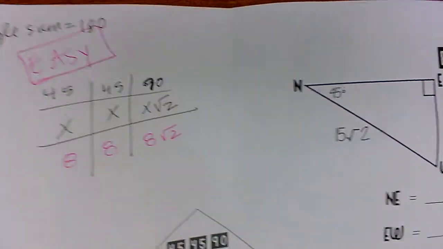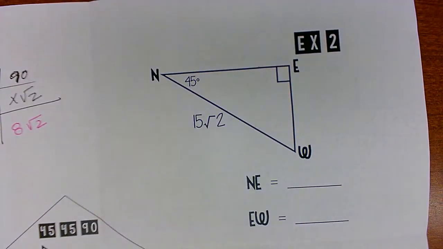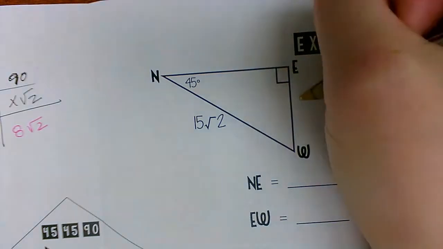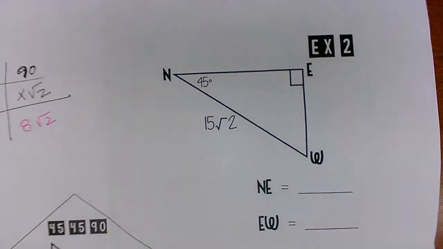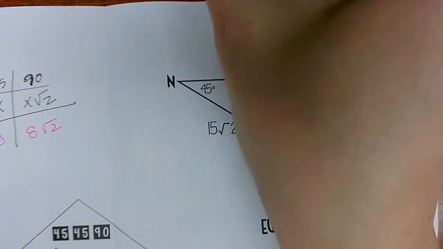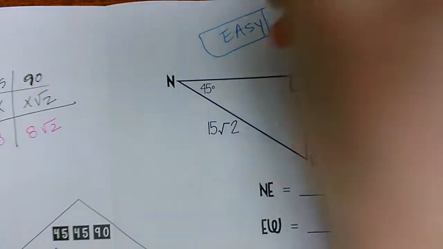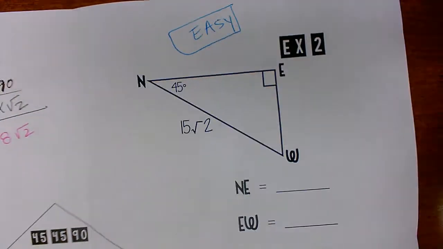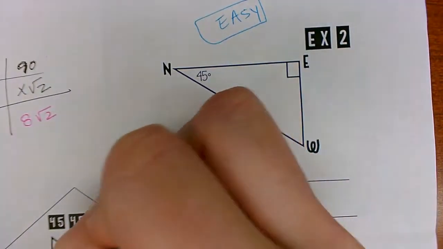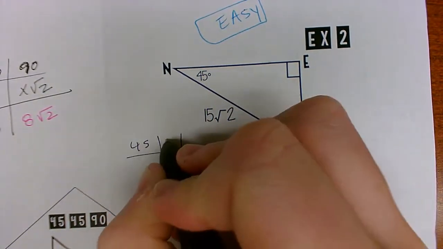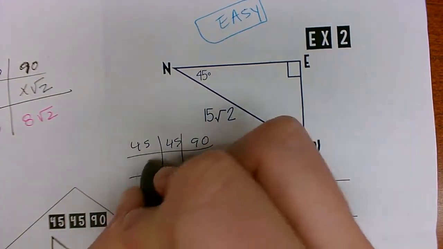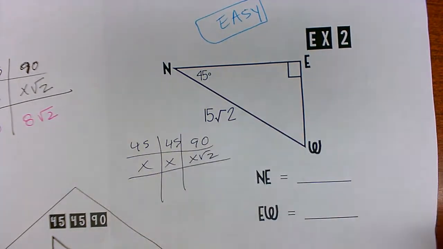Okay, so let's switch over to example number 2. This is another easy example, but here's where you are looking for your x values and given your x square root of 2. So this is also our easy example. So again, I'm going to do my tic-tac-toe here. X square root of 2.